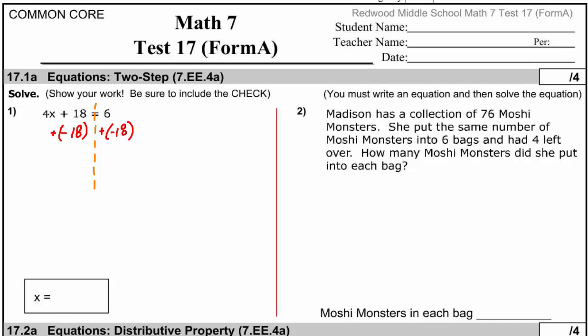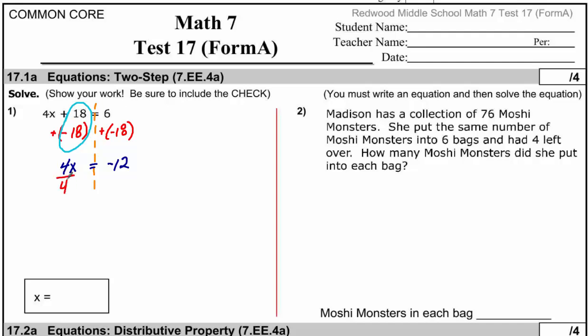And what that negative 18 does is it makes a whole bunch of zero pairs, which means on this side the only thing left over is 4x. On this side we have 6 positives and 18 negatives. Anytime you have positives and negatives, they cancel out. They don't combine to make more things, they cancel out. These 6 positives cancel out 6 of those negatives, and that leaves us with 12 negatives.